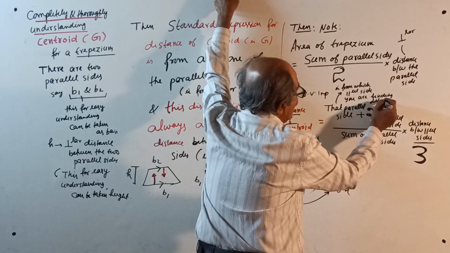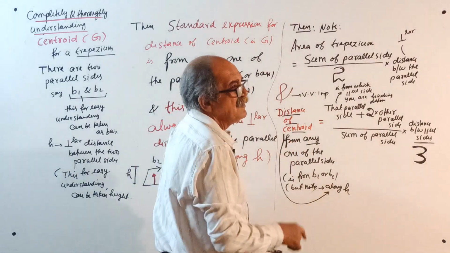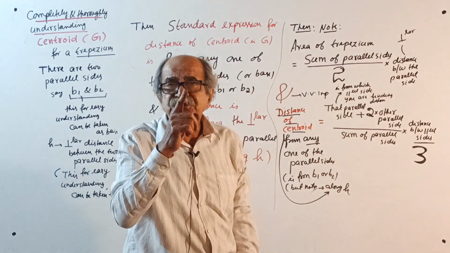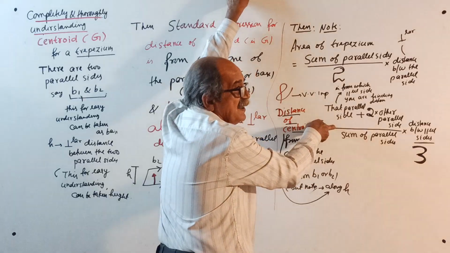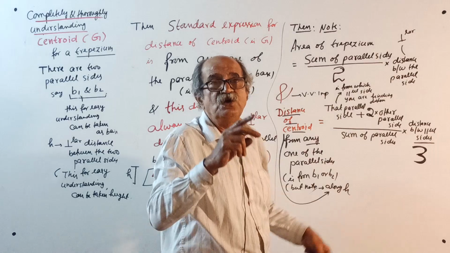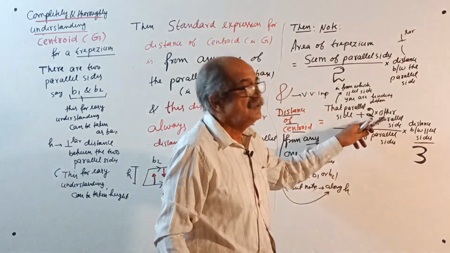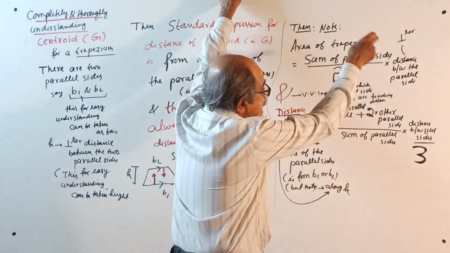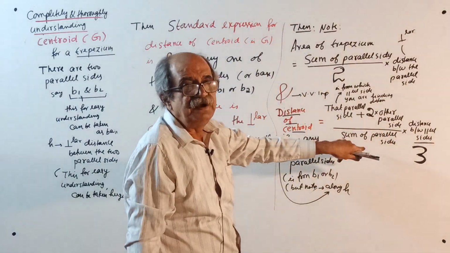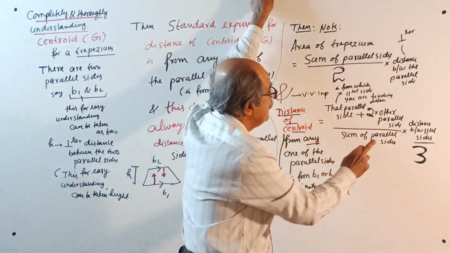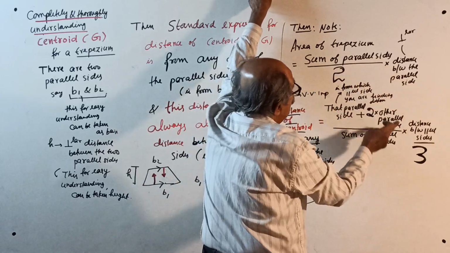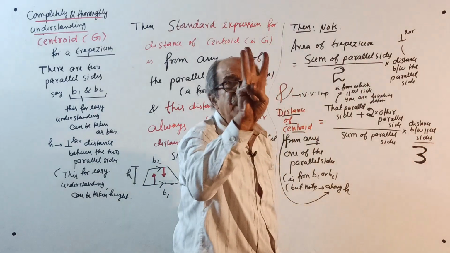Or actually that much is not required, because once I wrote from any one of the parallel sides, in the mind one parallel side will come. So once you decide the distance of the centroid from which parallel side you want, the formula is that parallel side plus twice, I don't say 2, I say twice, meaning 2 times, don't say twice times, 2 times that parallel side plus 2 times the other parallel side, divided by the sum of the parallel sides, multiplied by the distance between the parallel sides. But remember, when you want area, divide by 2, but when you want centroid, divide by 3.